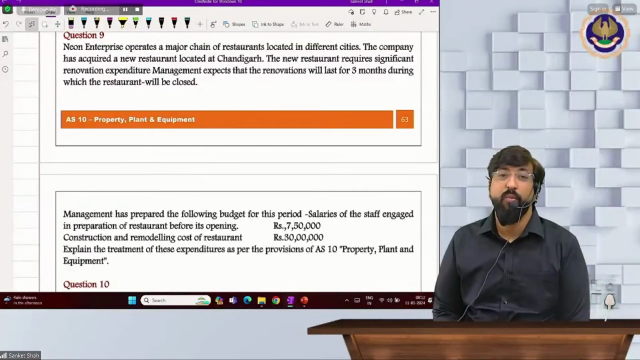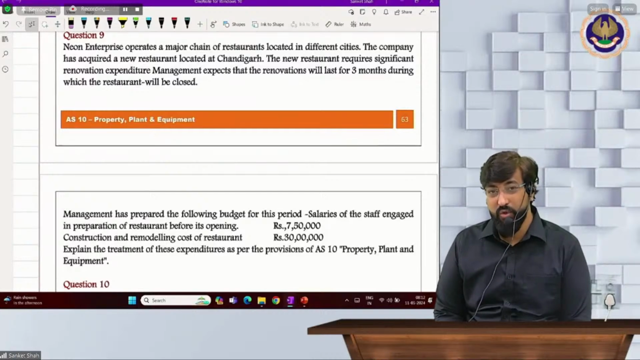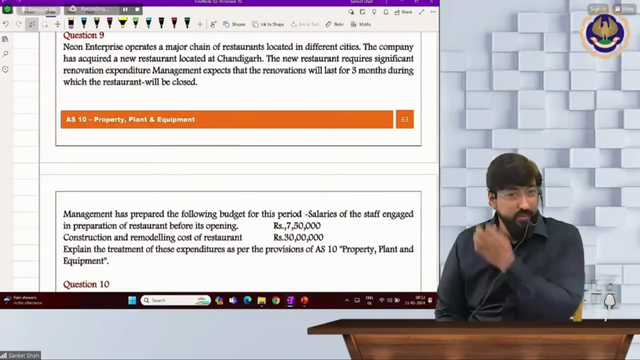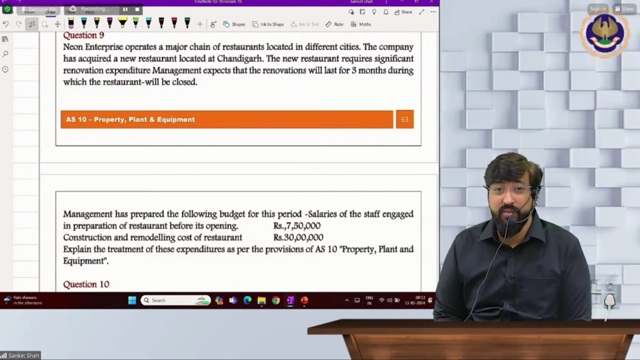Neon Enterprises operates a major chain of restaurants located in different cities. The company has acquired a new restaurant located at Chandigarh. The new restaurant requires significant renovation expenses. Now see, the significant renovation will last for 3 months, during which it is closed. Now management has prepared the budget: salary to the staff engaged in the preparation of the restaurant before the opening 7,50,000, and construction and remodeling cost of the restaurant. See, the salary of staff engaged in preparation of the restaurant.